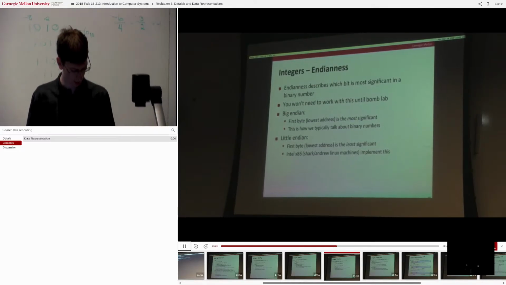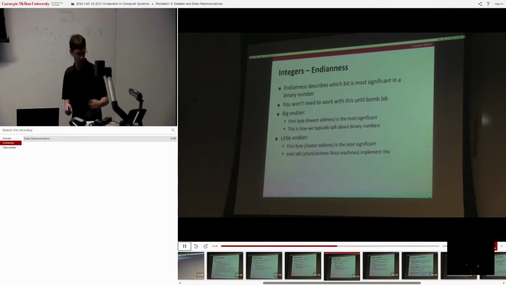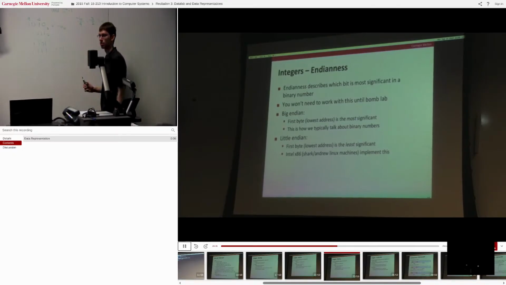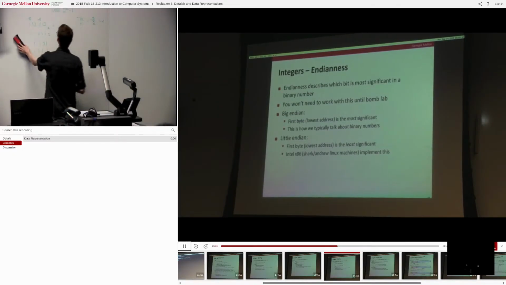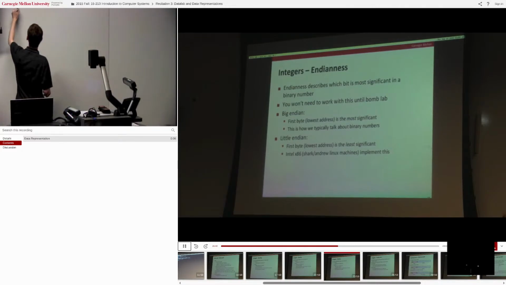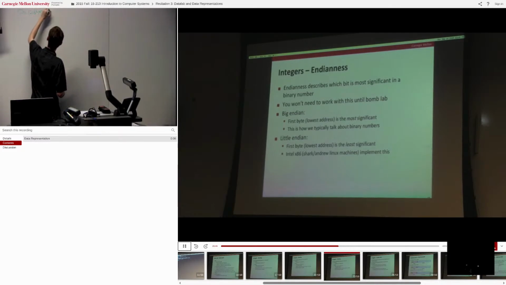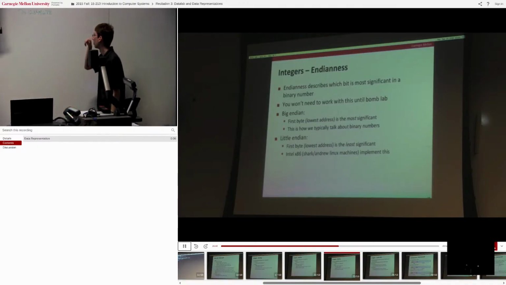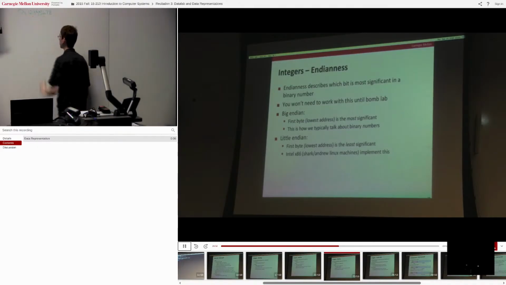So what does endianness mean? Say we had a number. Does everyone have this written down if they want it? OK, say our number is 0x12345678. So we've got this 4-byte number, 1, 2, 3, 4 bytes. And we're going to store it in memory. And we want to know the difference between what it looks like in little endian and big endian.